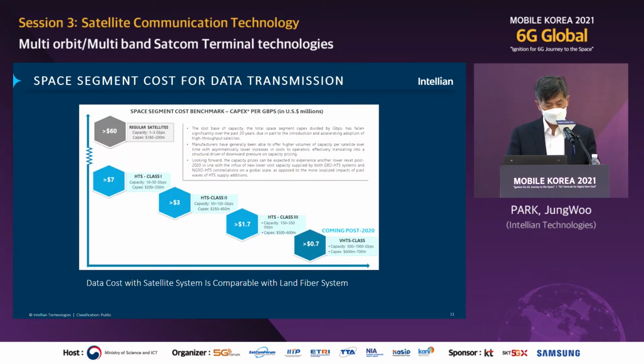The previous slides were actually talking about the satellite operation concept and network architecture, but the most important element is the service cost, as the most dominant one. Lowering manufacturing cost for the space segment will make a land fiber quality Satcom system possible. In other words, space cost for data transmission should drop to $0.7 per gigabps.